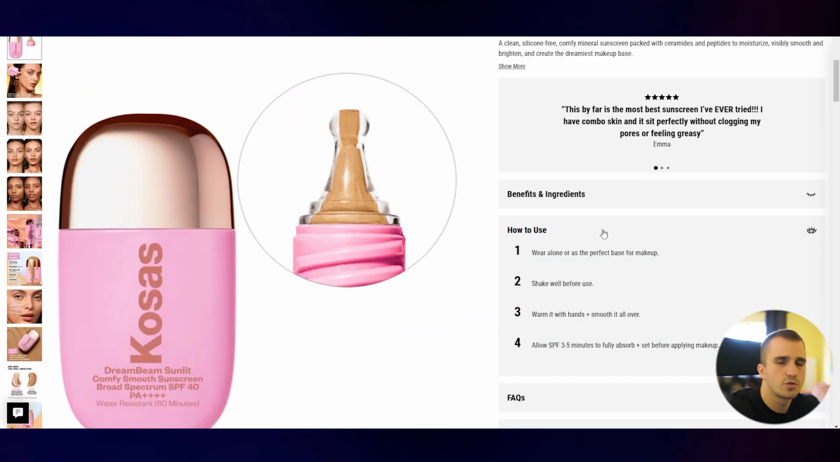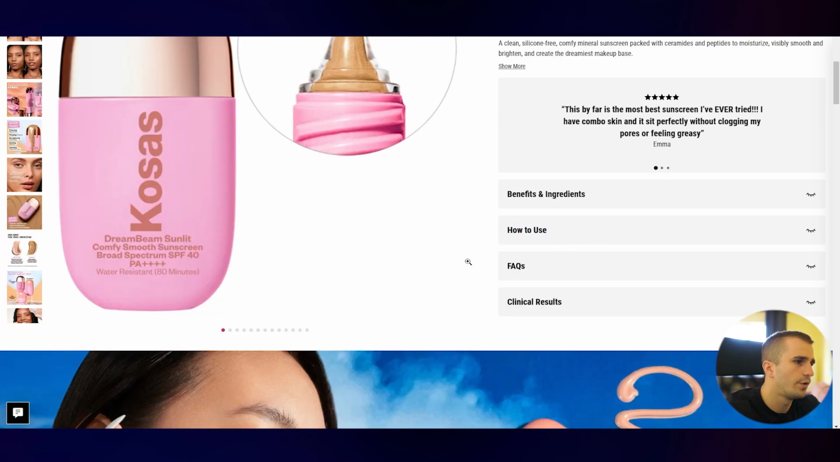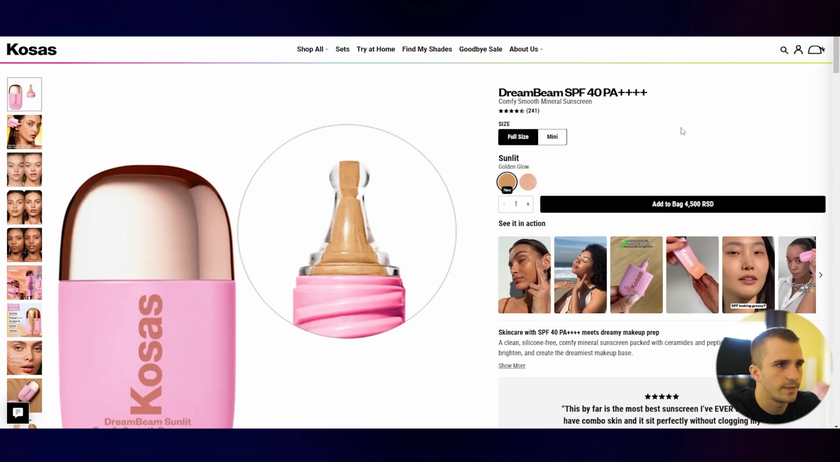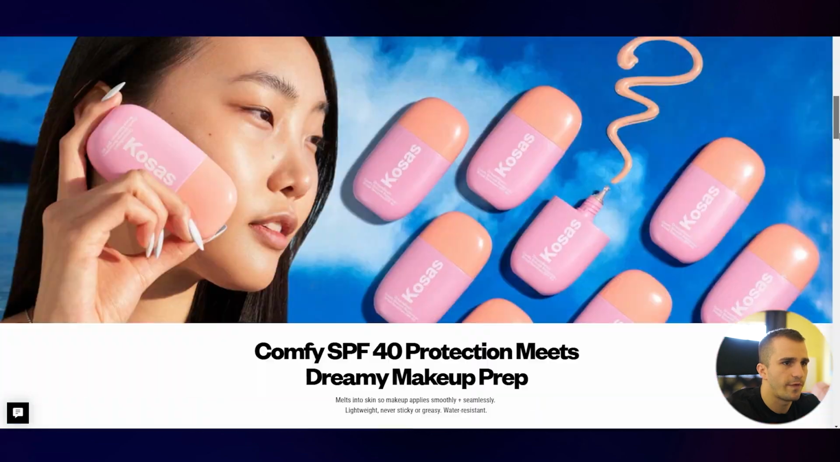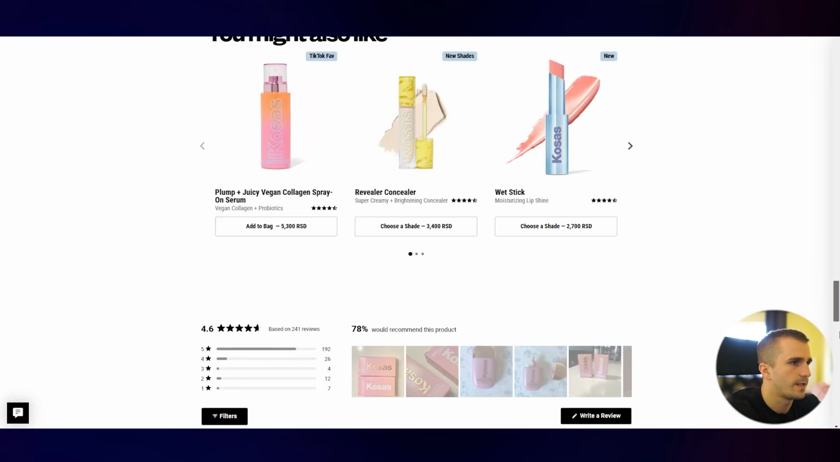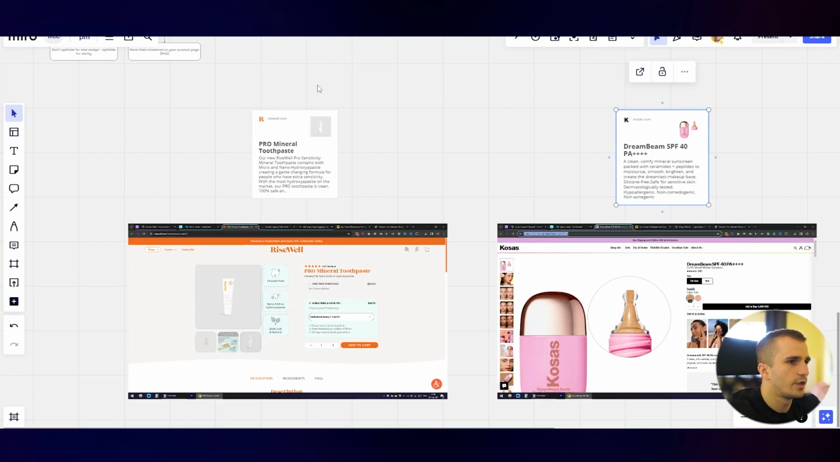very simple steps just to make it fully clear for their audience. And that's it. I think this is an 8-figure brand, and a very simple product page, no need for super fancy designs. Let's go for the third example.